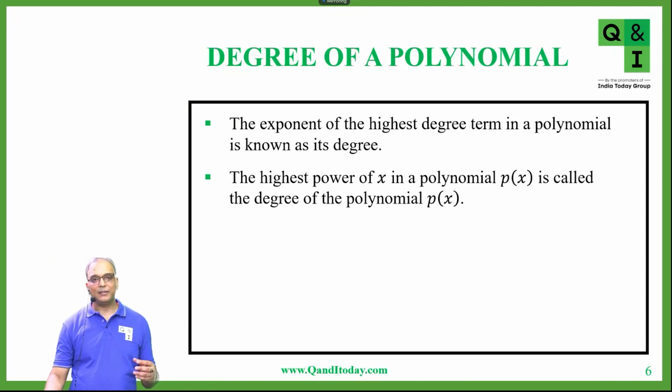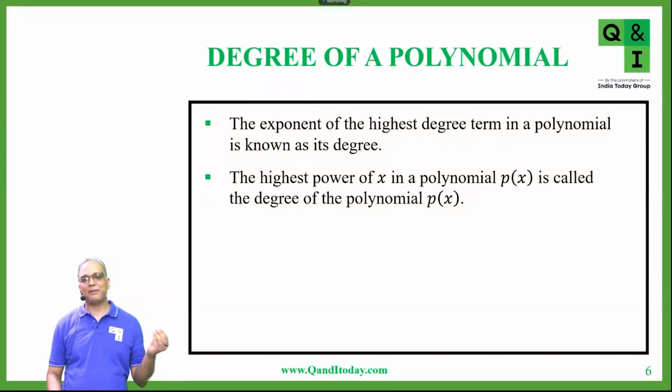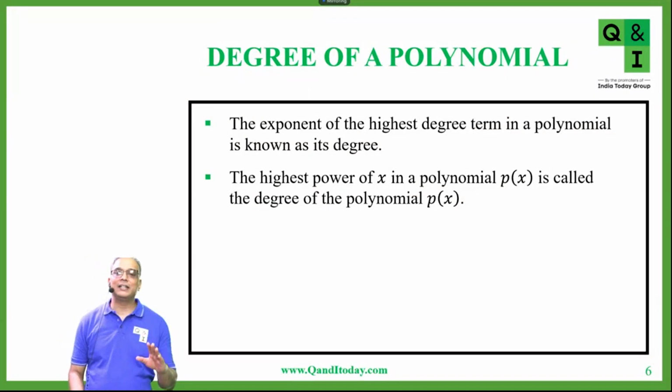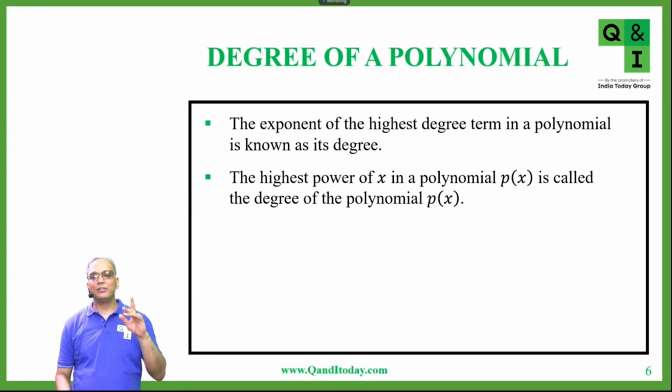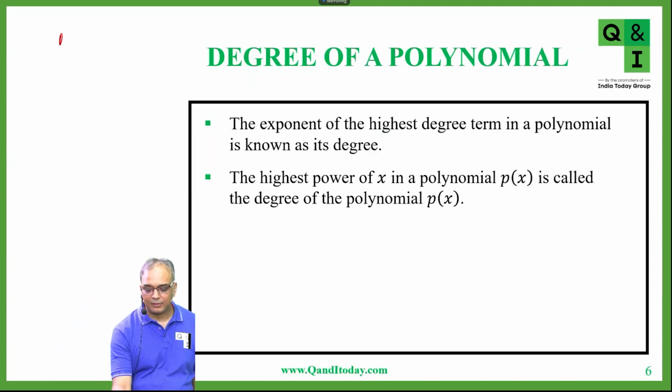If the polynomial is with variable x, then the highest power of x. If the polynomial is of variable y, then the highest power of y. Currently in grade 9, we will be considering only polynomials with one variable when we are calculating the degree. So if there is something like this, polynomial p(x) is x to the power 4 plus x to the power 8 plus 7.